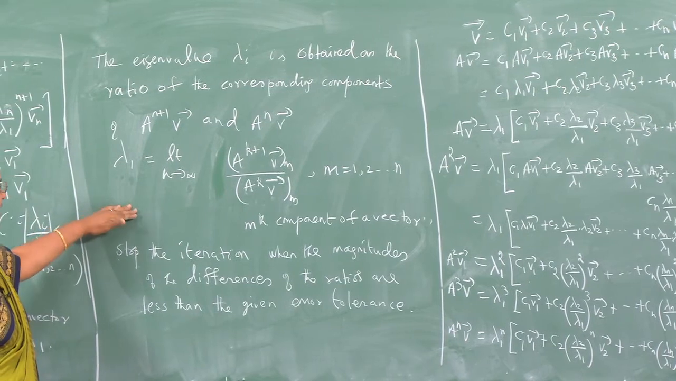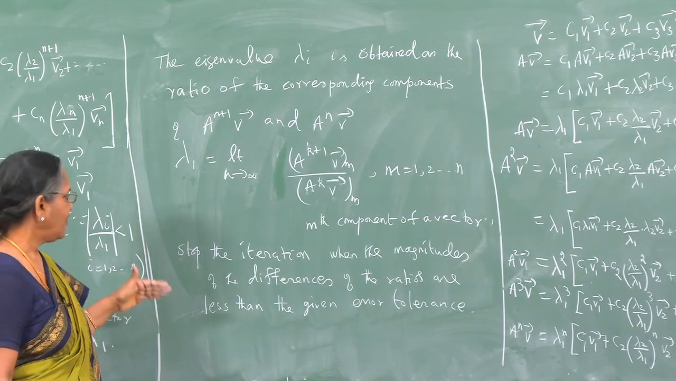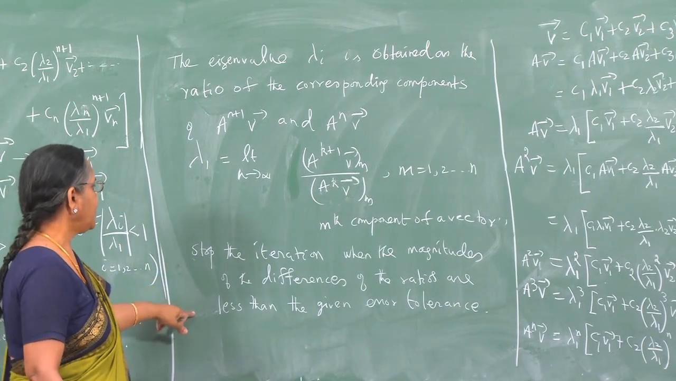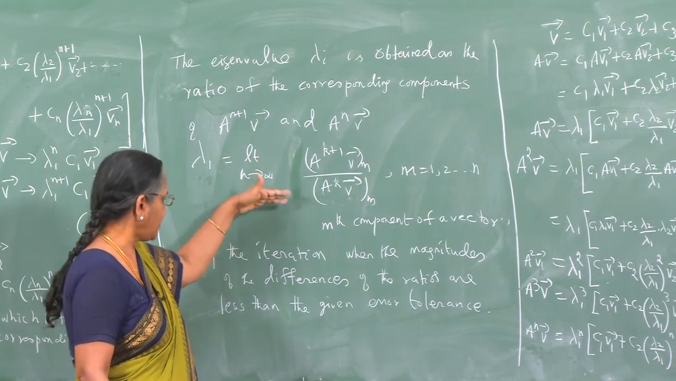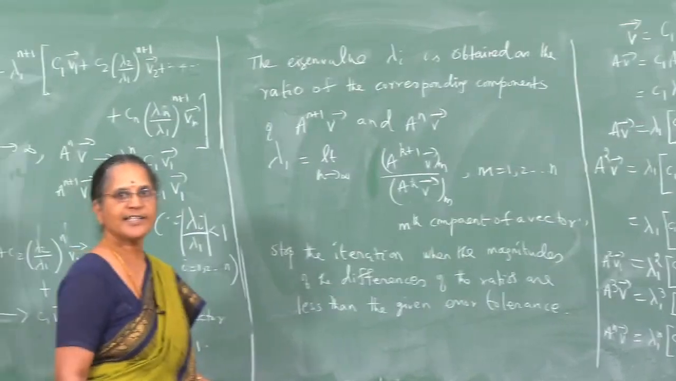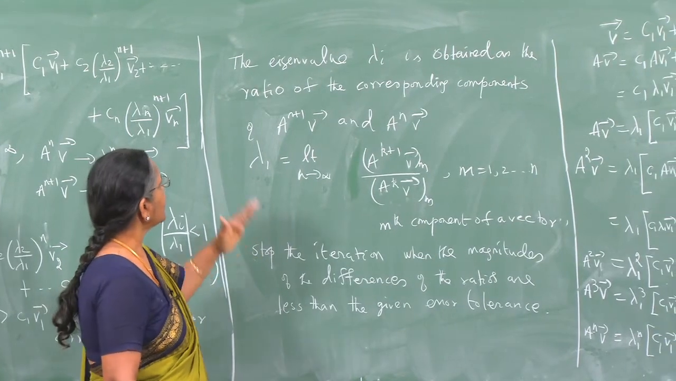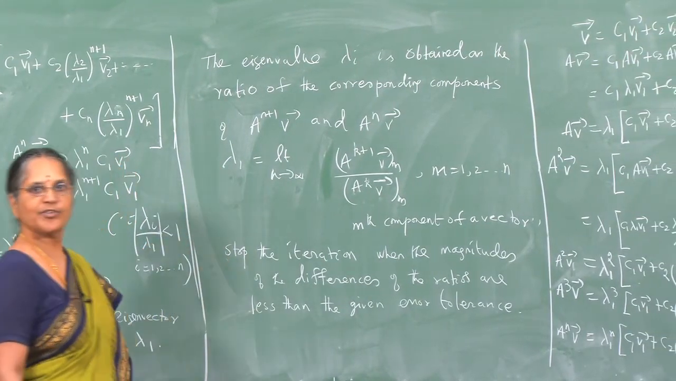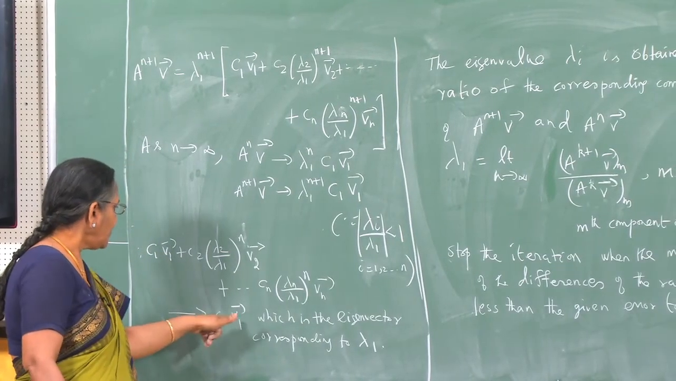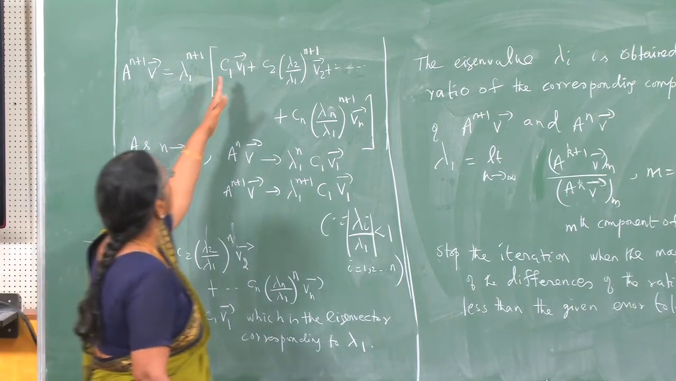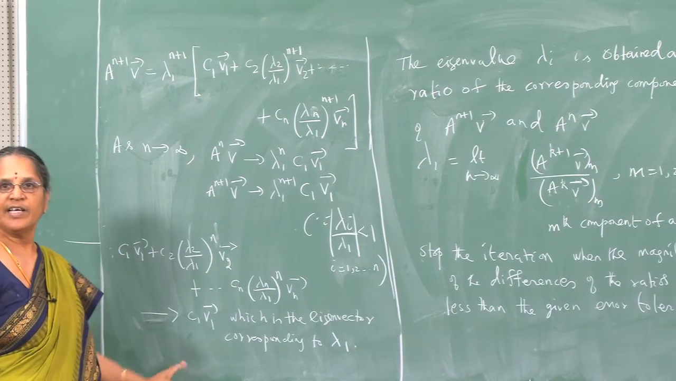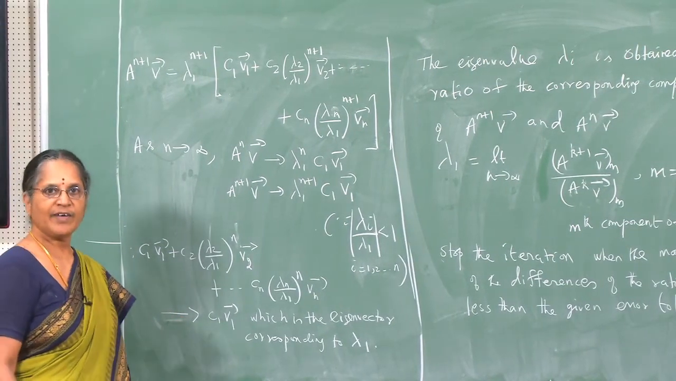When do we stop the iterations? We stop the iterations when the magnitudes of the differences between the ratios that we obtain turn out to be less than the given error tolerance, so that we obtain lambda 1 correct to the desired degree of accuracy, and the vector C1 V1 to which the sum of these vectors converges as n tends to infinity will give us the corresponding eigenvector.